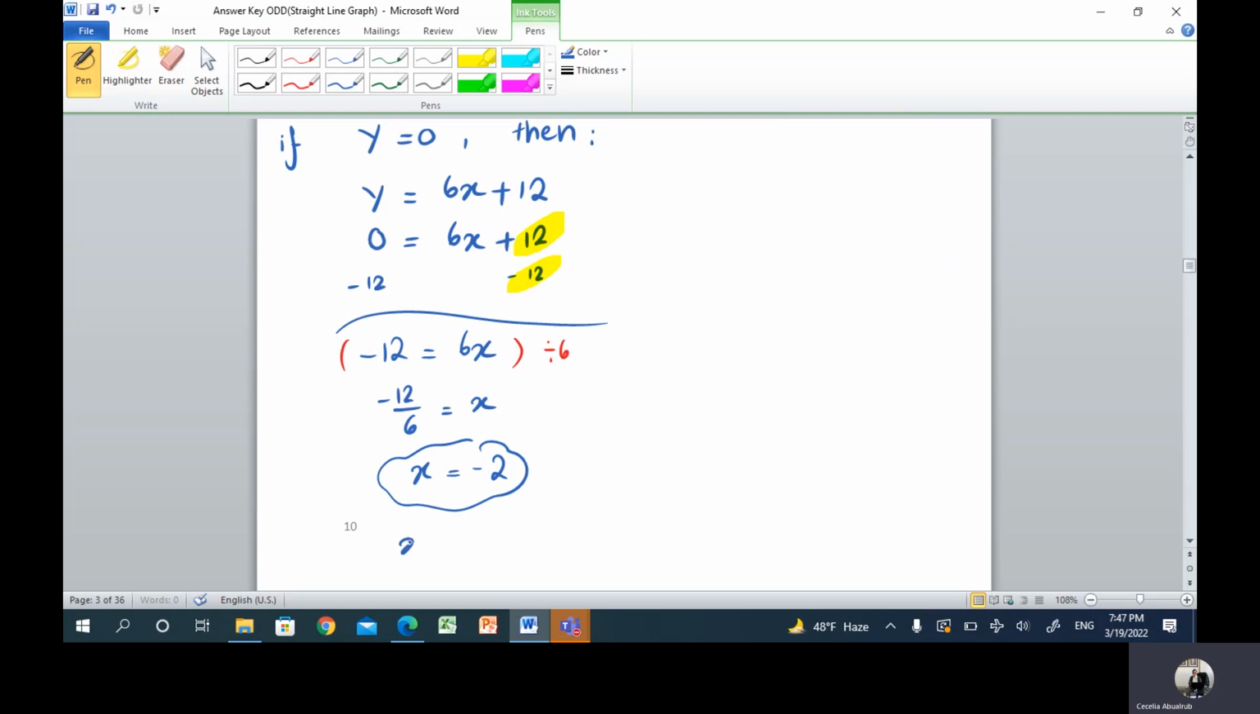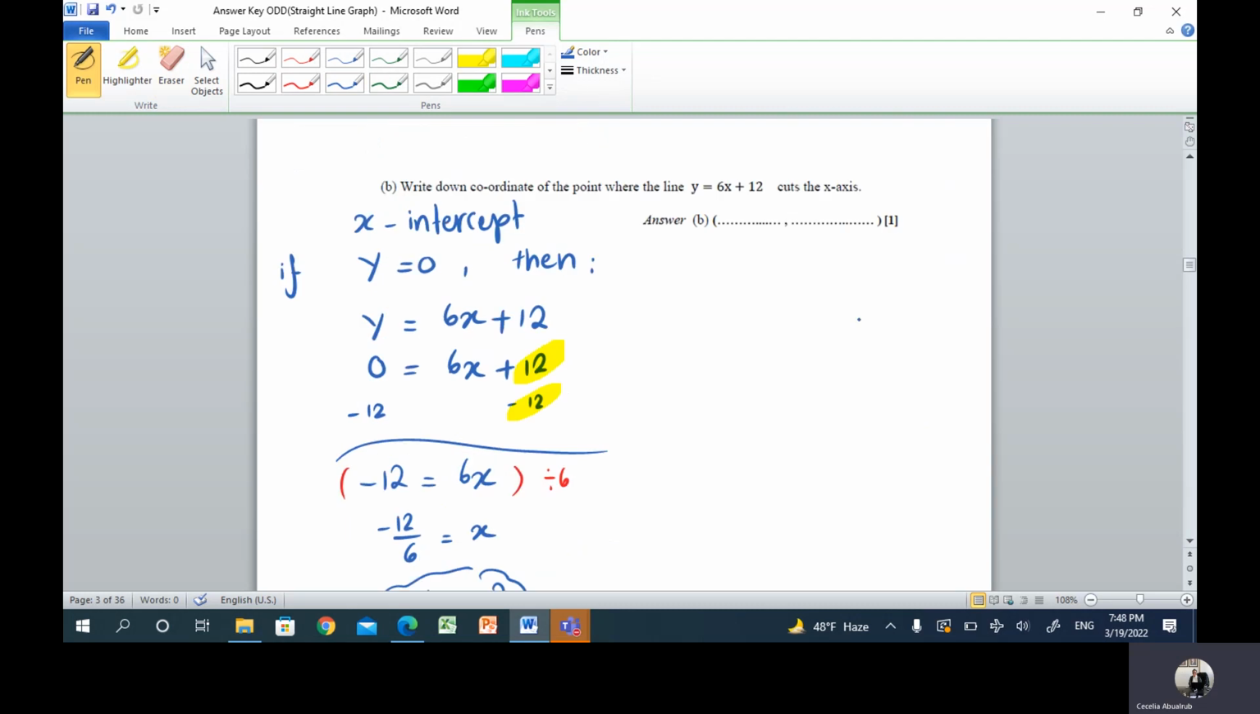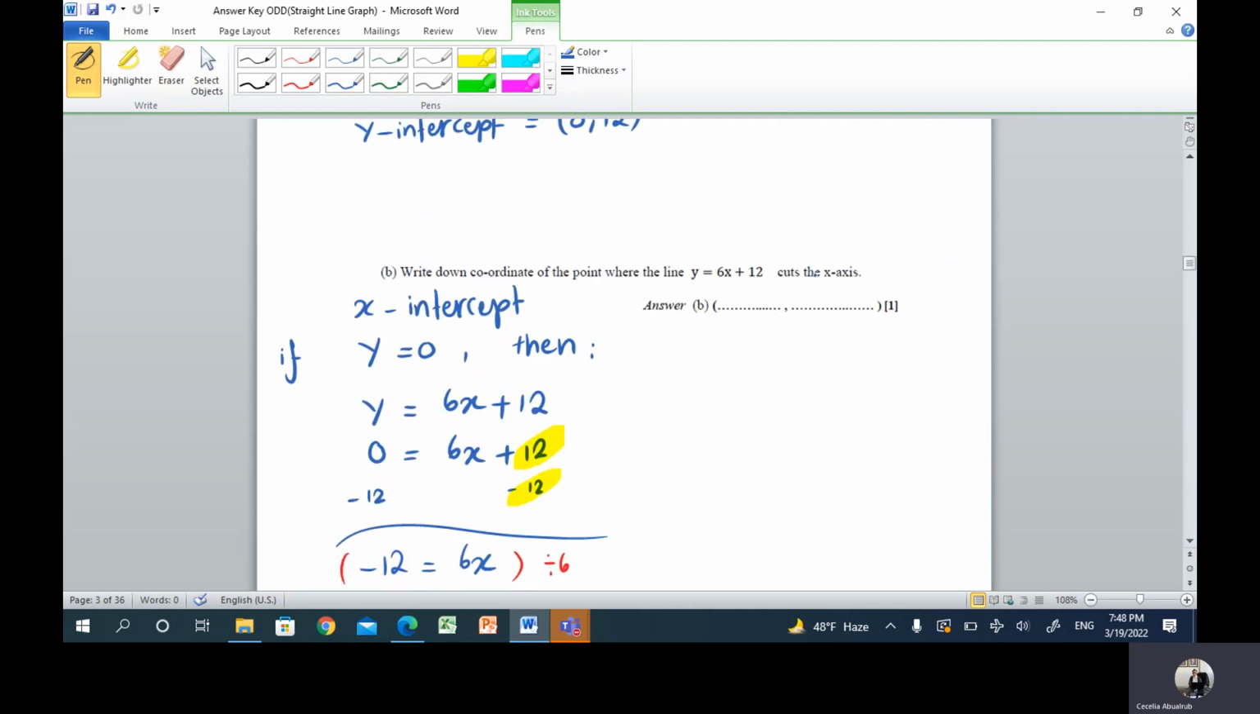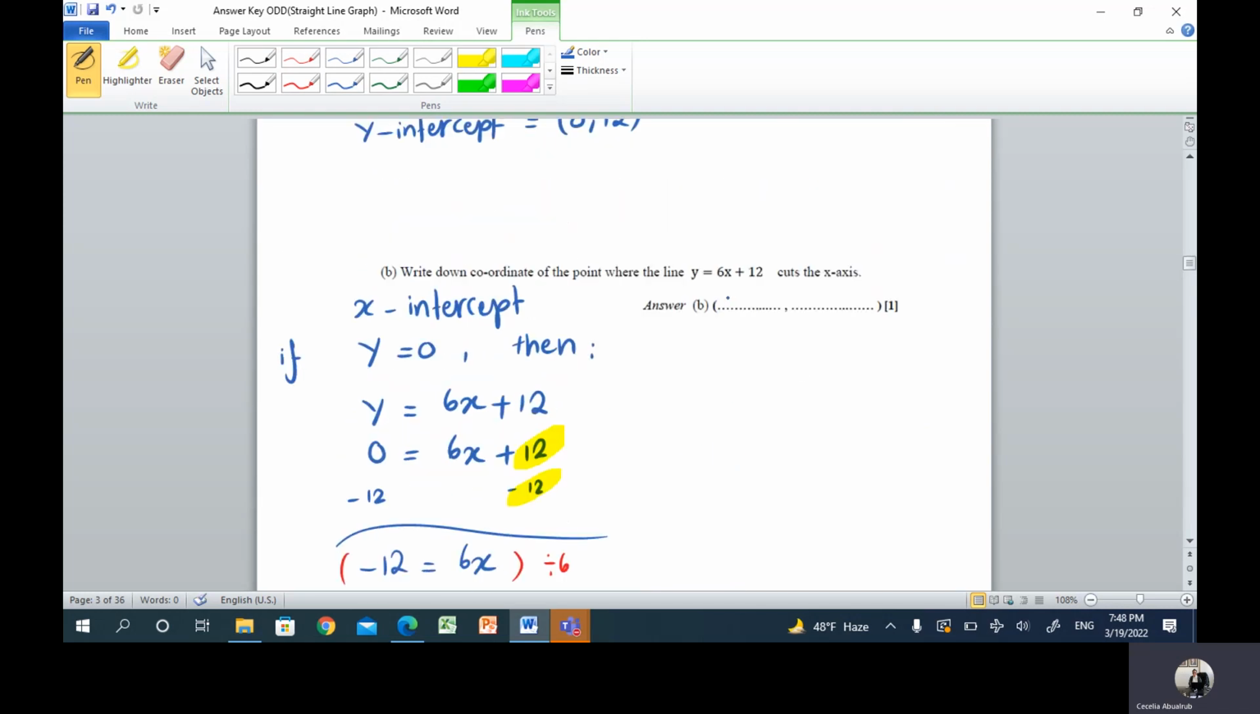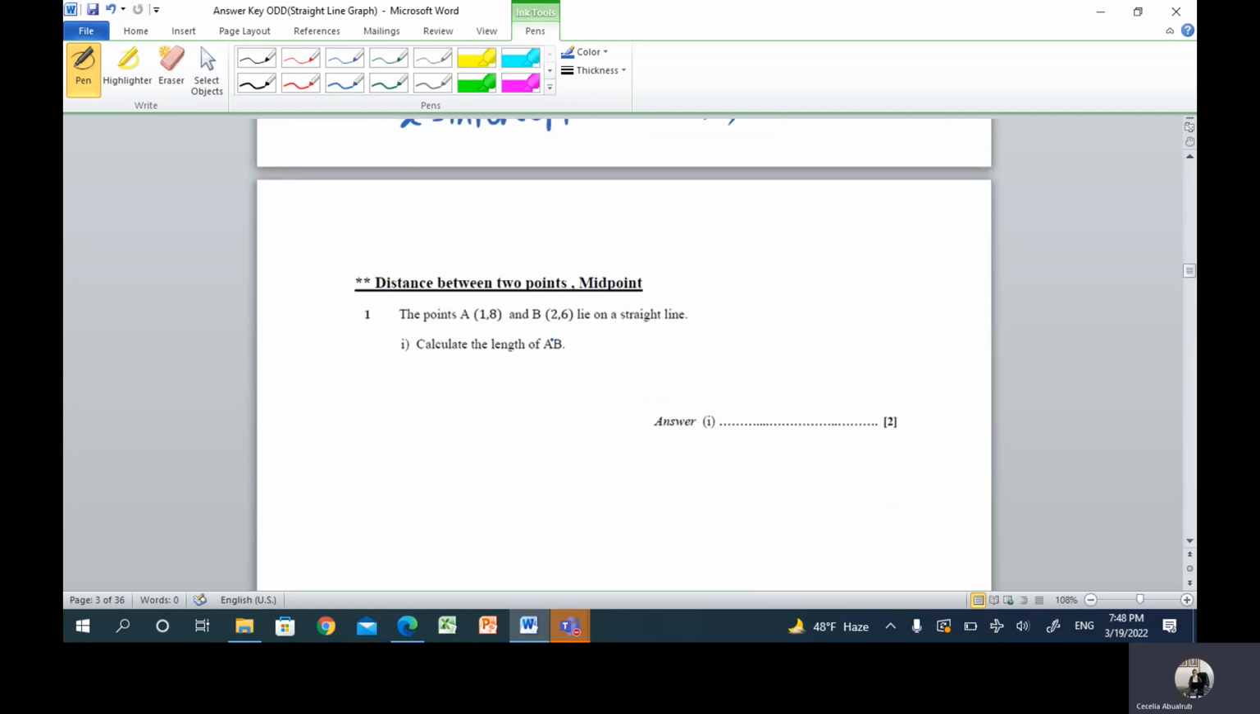So the x-intercept, where y is 0, is -2, 0. So the coordinates of the x-intercept are -2, 0. Next.